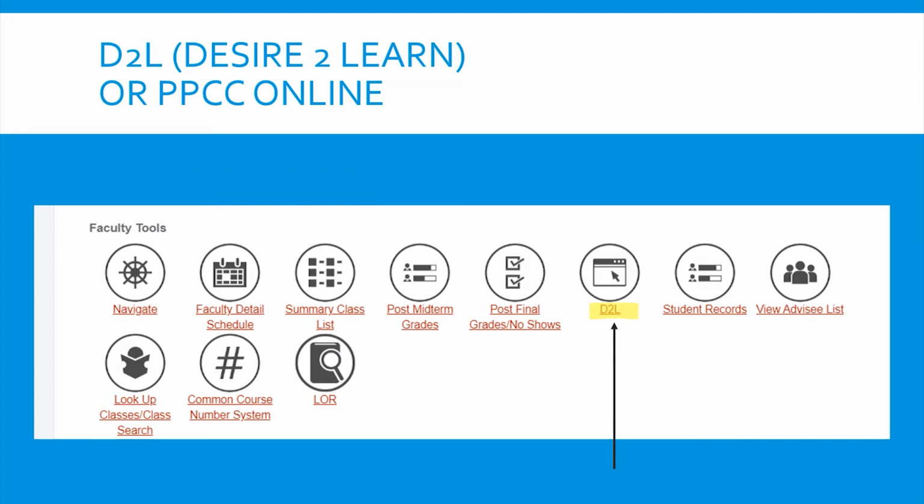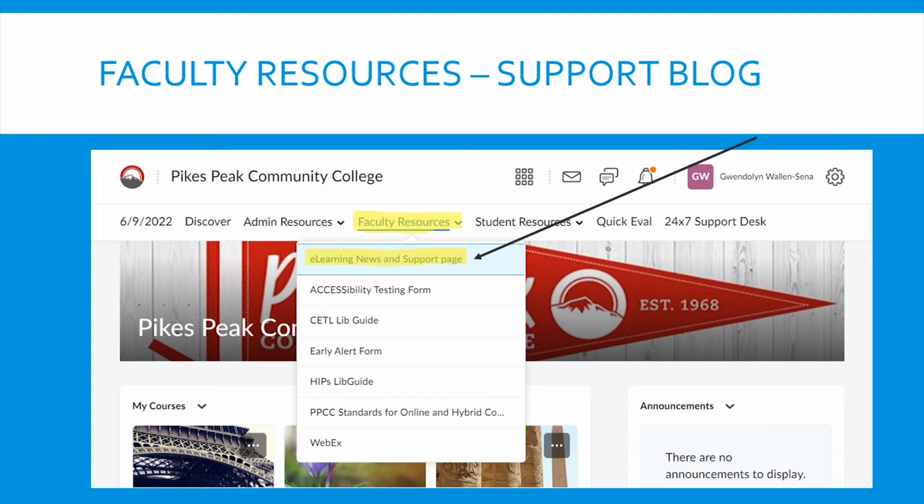Additionally, in the Faculty Tools section, there is an icon that says D2L, which is highlighted here. You can access D2L through this icon. Here you will see your D2L or Pikes Peak online homepage. We recognize that there is a lot to learn, so e-learning has created a support blog with step-by-step guides for assistance. Under the Faculty Resources tab, click on E-Learning News and Support. This will take you to the main page of the support blog.